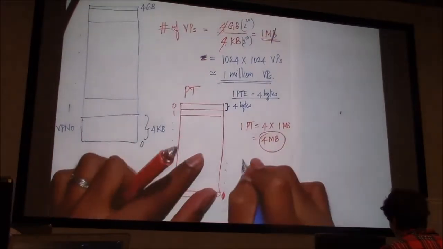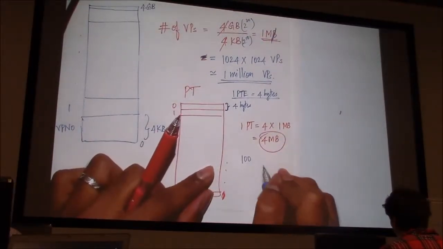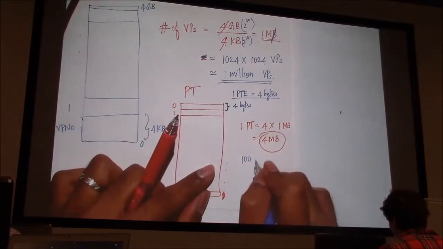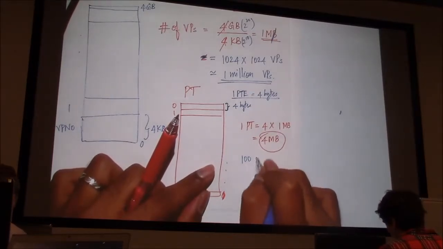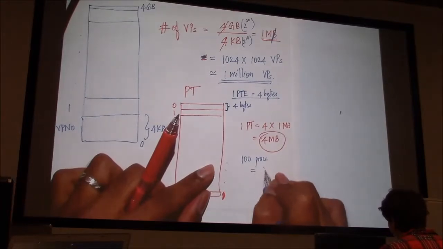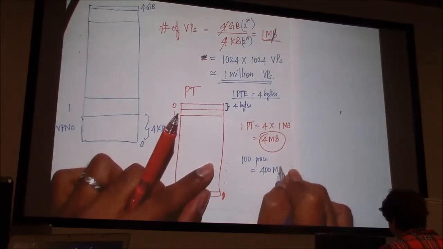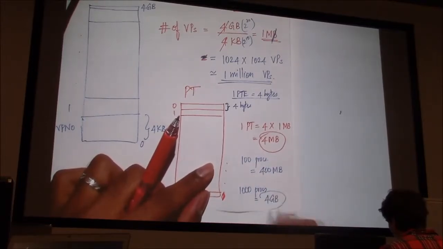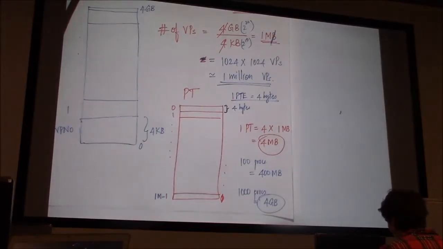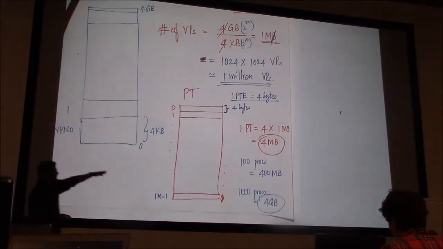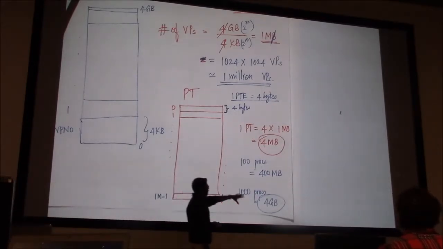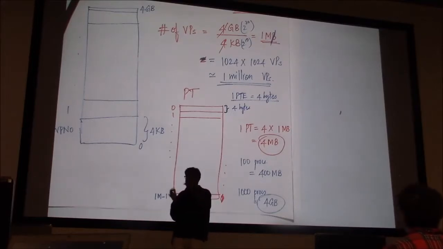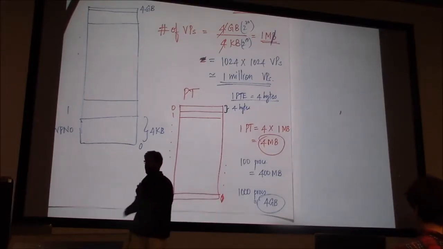Just think about it, it's very common to run 100 or thousands of processes at the same time. If 100 processes are running, for 100 processes we need 400 MB. For 1000, we need nearly 4 GB or 4000 MB. So we need a lot of space. If we're using a simple linear page table, we need this much space just to store the page table. So this definitely is a problem.